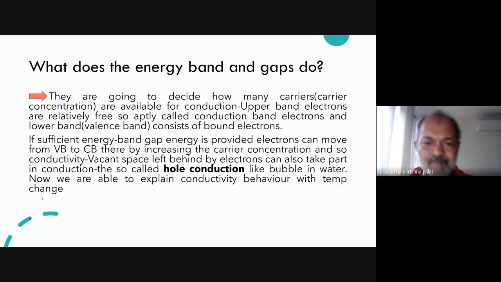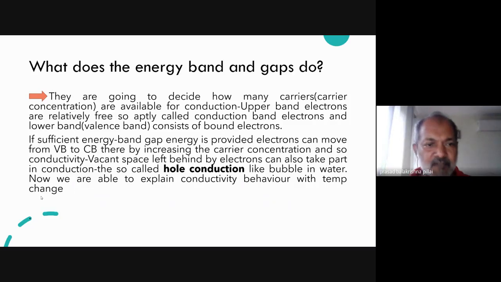And again, we need to understand the lower valence band electrons are bound electrons. They are strictly bound to the atom or the material. The upper band electrons are free to move within the material, of course, they cannot come out of the material, so they can move within that.